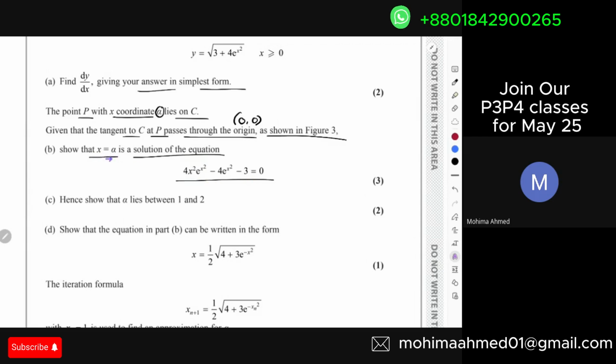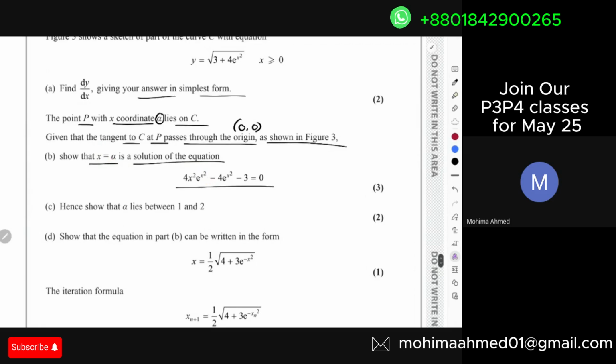But the problem over here is that we don't have a magnitude. We don't have the value for a. A is also an alphabet. If I introduce another alphabet over here, what am I going to get? 4a² e^(a²) minus 4e^(a²) minus 3, right? I won't be able to further simplify or solve this. So how would I prove that x equals a is a solution for this equation?